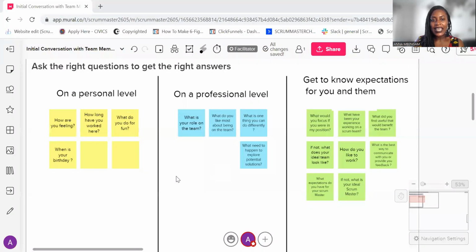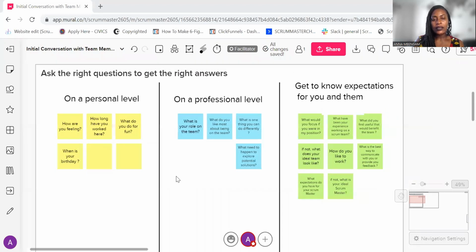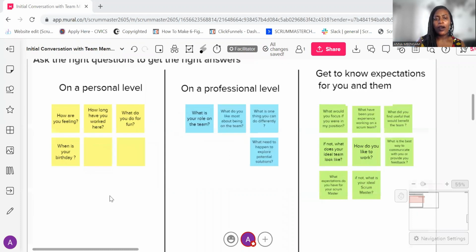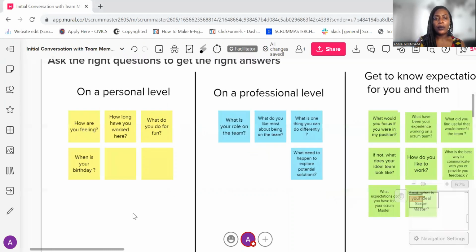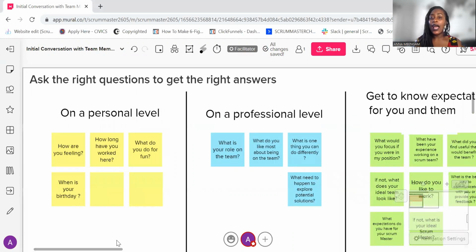So I have created this board here so that we can go through it. Okay. So I will turn on the Mailboard. As you can see, we have our Mailboard here. I title it Ask the Right Questions to Get the Right Answers. Sometimes people are like, well, I just got in a meeting with a developer and they're not talking. Well, if you're going to ask basic questions, you're going to get basic answers.